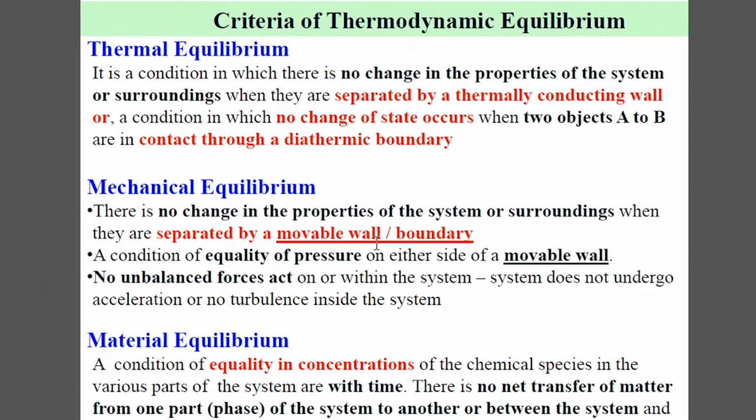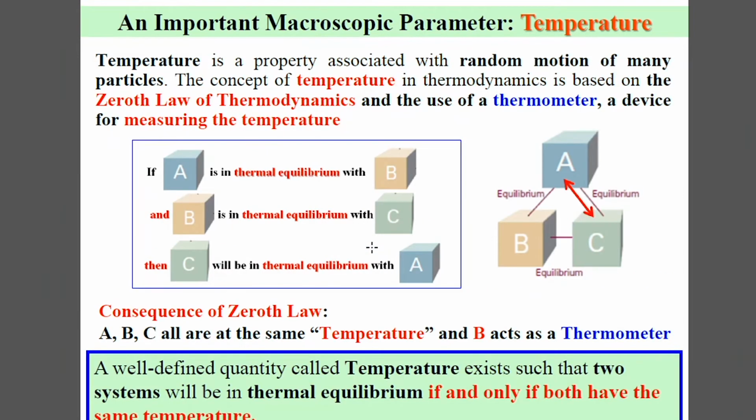When you have a material equilibrium, the condition is such that the concentration of the species we are dealing with, the molecules, in the various parts of the system is the same and does not change with time. And there is no further transfer possible of matter from one region to the other, from one system to the surrounding, or between two systems in contact through a porous boundary. So this is the criteria for equilibrium.